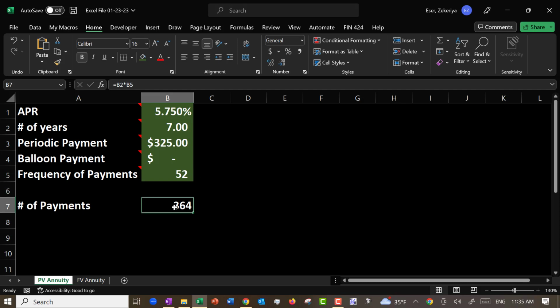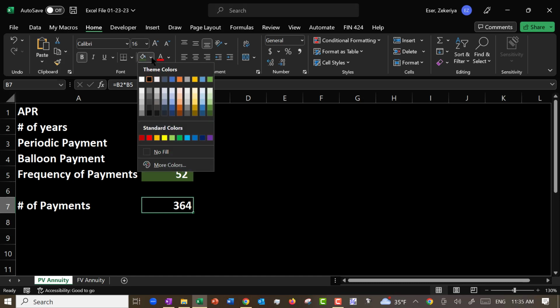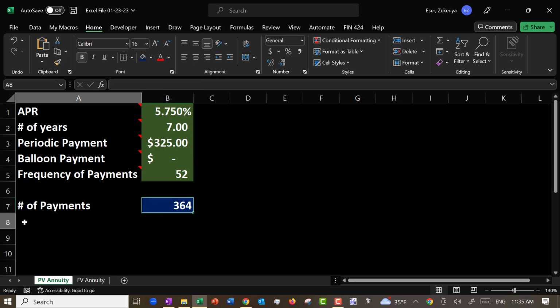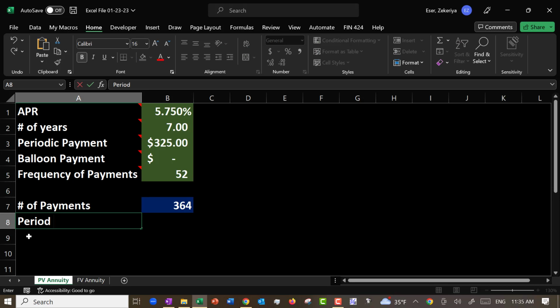Since this is a calculated number, I'm going to make sure that it's not green, because I view the green cells as I have green light to enter things. That's my color code. Since this is an intermediate number, I'm going to make it blue. And period interest rate.